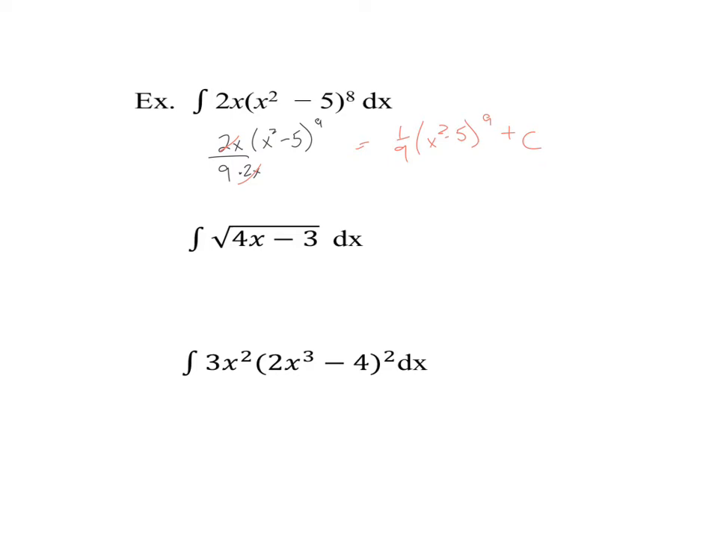The second question, I would first of all get rid of the square root. Let's write it as brackets to the 1/2. Now we can follow our chain rule. So we raise the power to 3/2. We have to divide by 3/2, which we'll write as 2/3. And we also have to divide by the derivative of the inside, which is 4. So that would give us 2/12, or we could simplify that to 1/6.